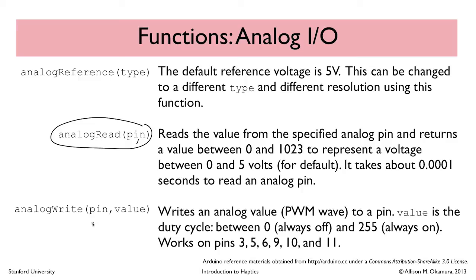Analog write is the other analog function you need to know about. This is to output information to a pin. Now, there's not a true analog output on the Arduino or the HapKit board. And so the way it gets around this is by doing this pulse width modulation, which has been discussed in a different lecture, to a pin. So you give it a value, which is a duty cycle, between 0, which means always off, and 255, which is always on. And it works on these set of pins for the Arduino or for your HapKit board. Now, depending on exactly what kind of board you have, there may be some Arduinos which differ a little bit, but this is true for most of them.